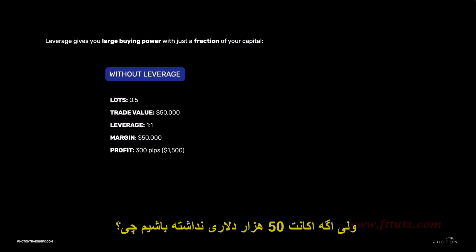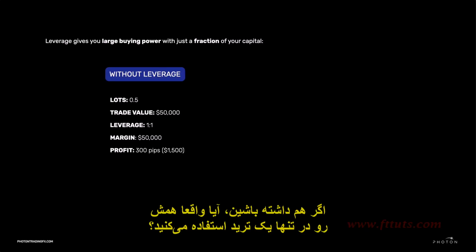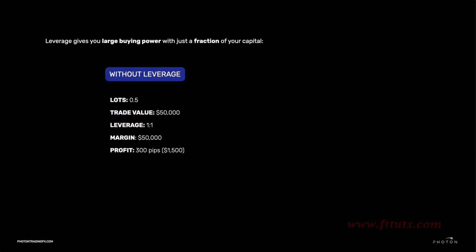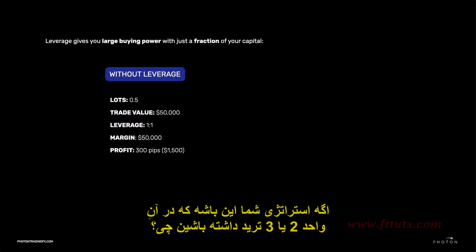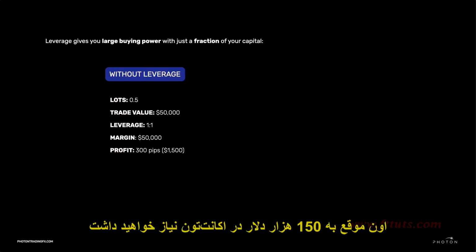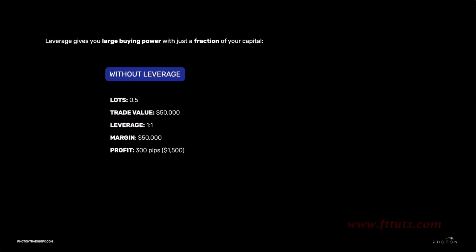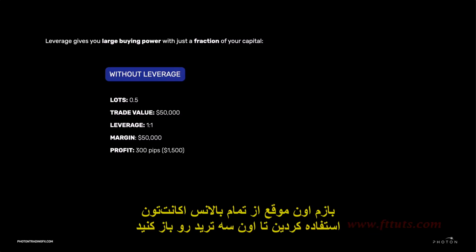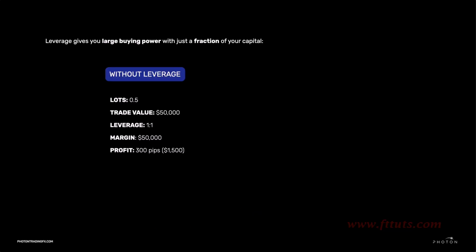But what if you don't have a $50,000 account? And even if you did, would you really want to put up your entire account on just one trade? What if your strategy calls for you to take 2 or 3 trades all at the same time? Then you'd need $150,000 in your account. But even then, you'd be using the entirety of your available funds just to place those 3 trades. That is not intelligent trading.